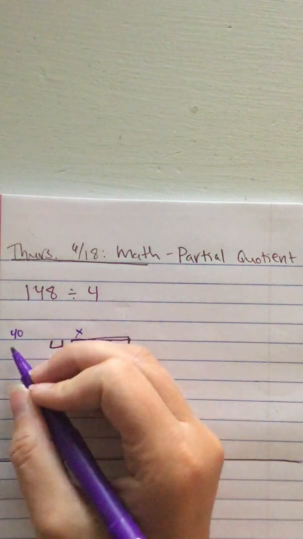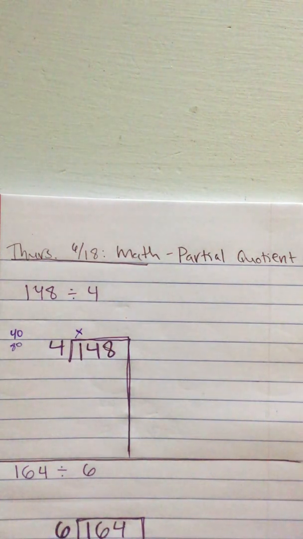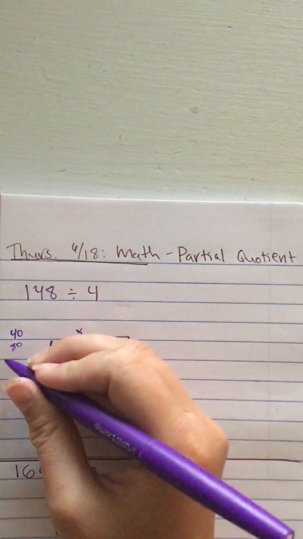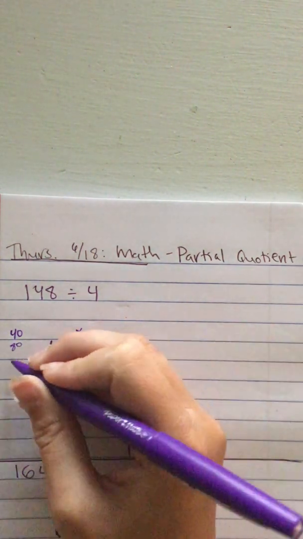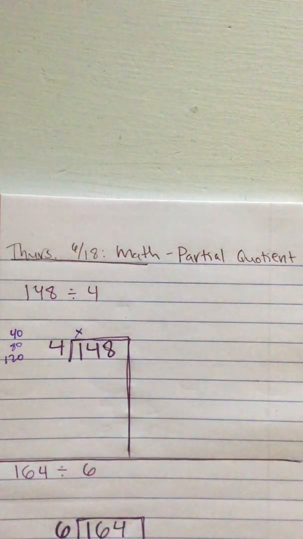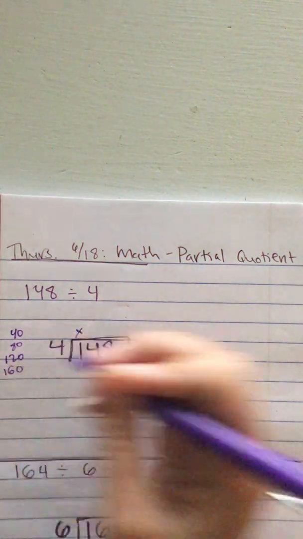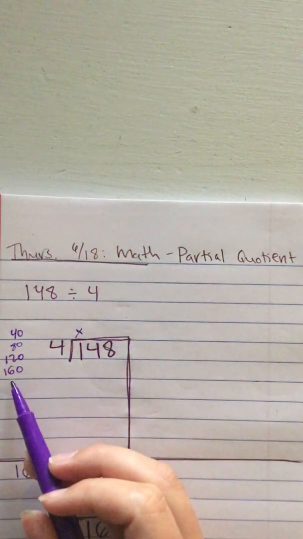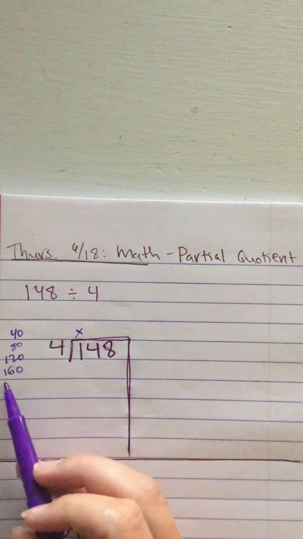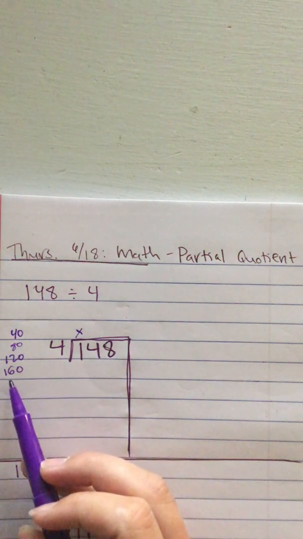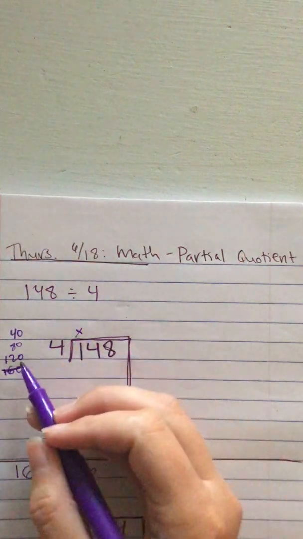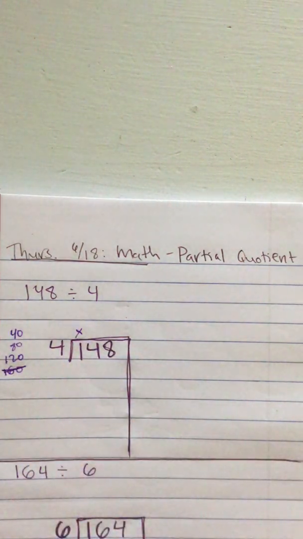4 times 20, 80. 4 times 30, meaning 4 times 3 is 12, and then tack on a 0, so 120. We're getting a little closer. 4 times 40, so 4 times 4 is 16, tack on a 0. Wait a minute, this is 160, and this is 148. So we went over, right? In division, we cannot go over. So I need to stick with this 120.